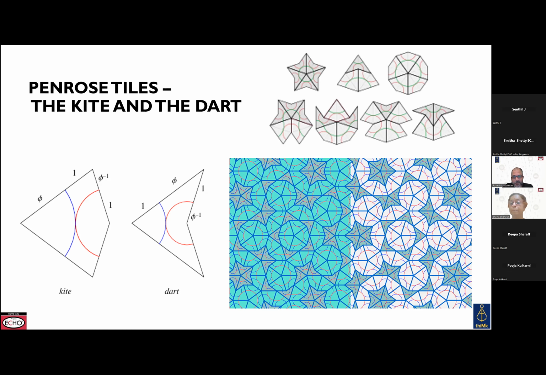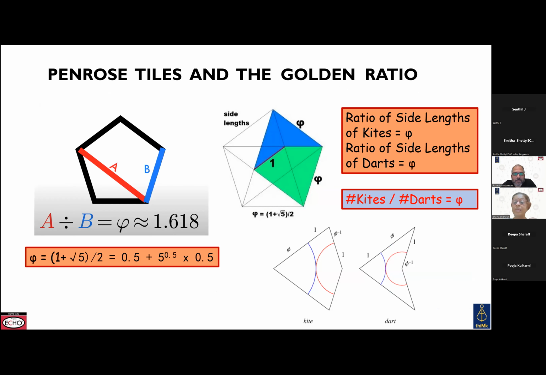Okay. The arcs in the darts are to be contiguous. That way, when we place the tiles, we should place them in such a way that the arcs form a continuous curve. Okay. And when you say phi, is it the same phi as what we saw in a couple of sessions? Yeah, it is the same phi. In the next slide, I talk a little bit more about it. Okay.